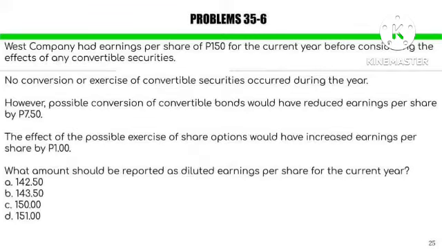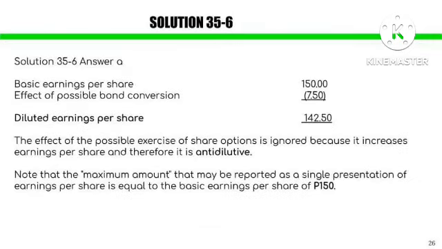For our problem 35-6, West Company had earnings per share of 150 pesos for the current year before considering the effects of any convertible securities. No conversion or exercise of convertible securities occurred during the year. However, possible conversion of convertible bonds would have reduced earnings per share by 7.50. The effect of possible exercise of share options would have increased earnings per share by 1 peso. The question we have here is, what amount should be reported as diluted earnings per share for the current year?